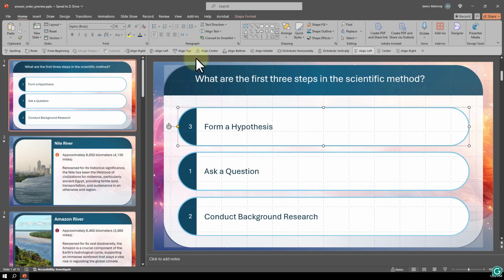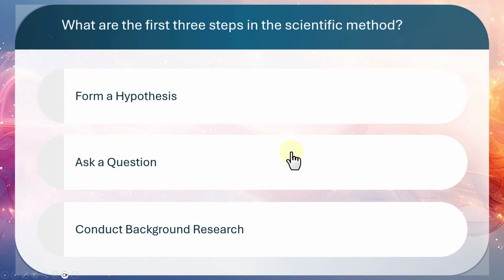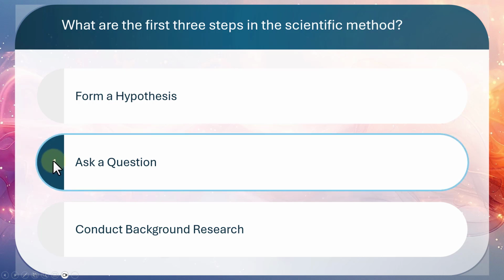And that's all I have to do if that's all I want to do with this interactive slide. I could preview that in slideshow mode. All the animation comes in, and then you can ask your questions. What's the first steps in the scientific method? Your audience says ask a question. You click on that, and it shows yes, that is the first one.